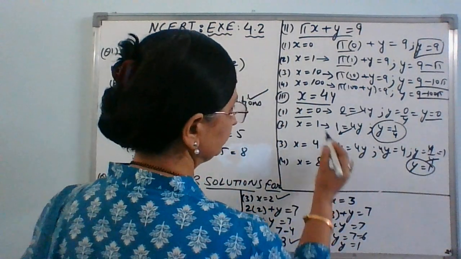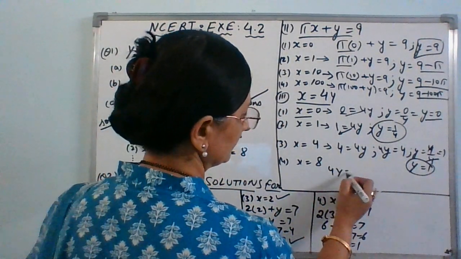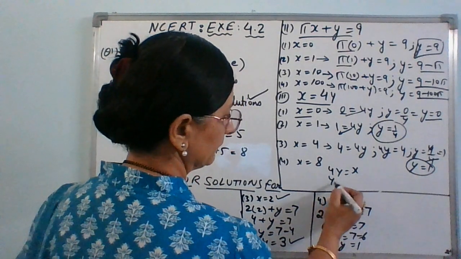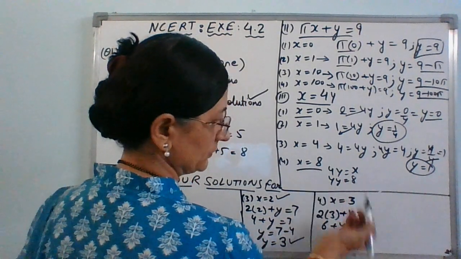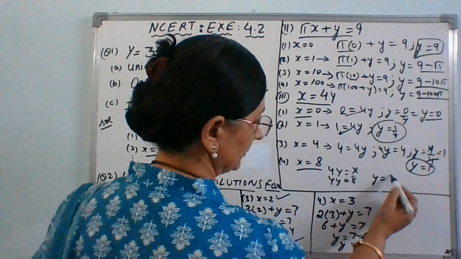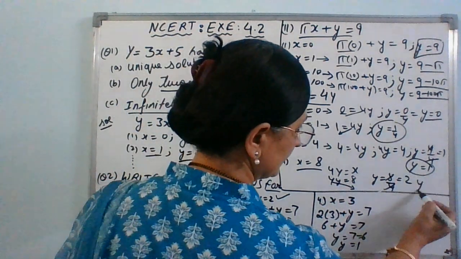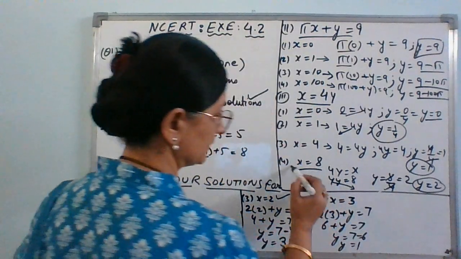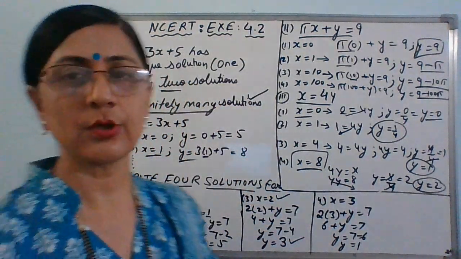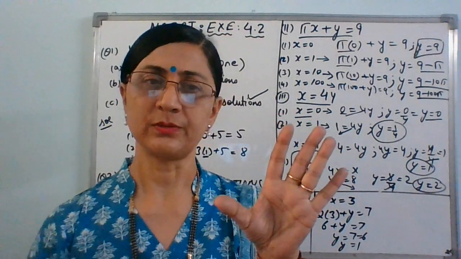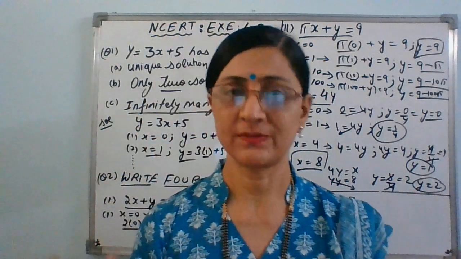Now here the last one. Here 4y is equal to x. I'll write it directly. So 4y is equal to 8 because I am substituting 8. So y is equal to 8 divided by 4. Cross the 4 here. So 4 2s are 8. So y is equal to 2 is the solution if you substitute x equals 8. So this is all about substituting the values of x and finding out the answers for y.